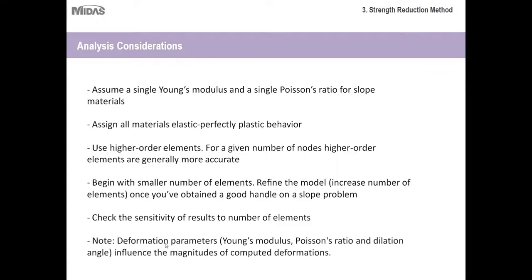Okay, then another note, the deformation parameters such as Young's modulus, Poisson's ratio, and dilation angle, these directly influence the magnitudes of computed deformations. So if at any point you feel like your deformations are erroneously high or low, it's always a good rule of thumb to go back and check the magnitude of these particular parameters, because these are the ones that directly influence how your deformation comes out.